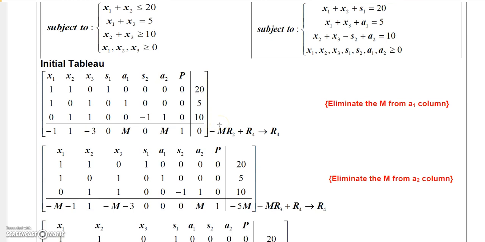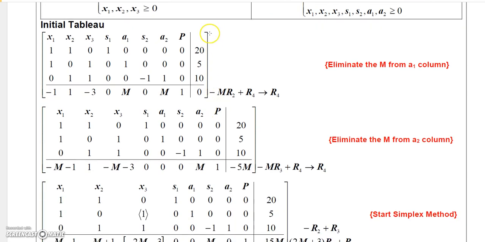Now, we're not going to do the simplex method yet. Remember, what we have to do is get rid of these M's that are below these two columns. So we've got to get rid of this M that's below the a1, and then get rid of the M that's below the a2. So we have to do that first.